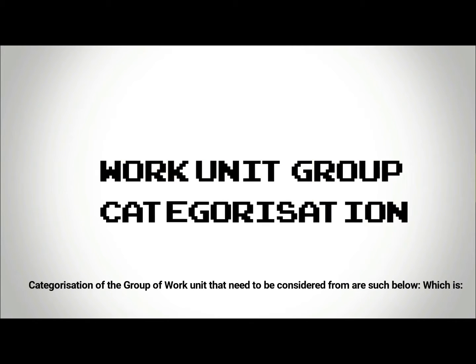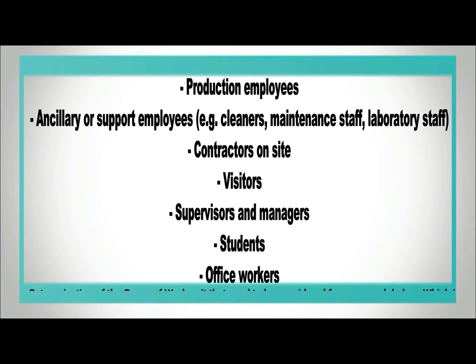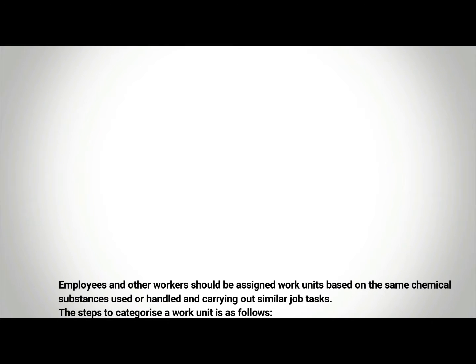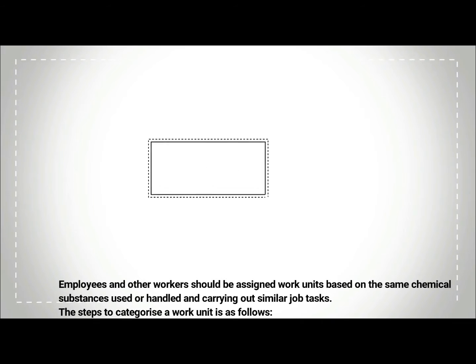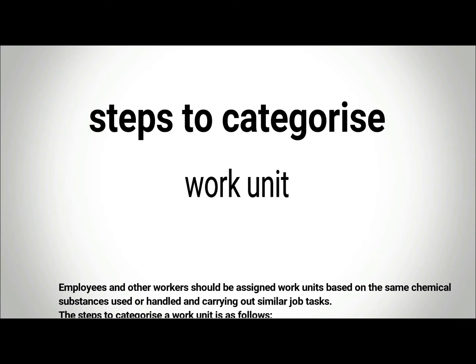The categories of work unit that need to be considered are as below: production employees, ancillary or support employees, contractors on site, visitors, supervisors and managers, students, and lastly, office workers. Next, for the work unit identification, employees and other workers should be assigned work units based on the same chemical substances used or handled and carrying out similar job tasks. The steps to categorize a work unit are as follows.